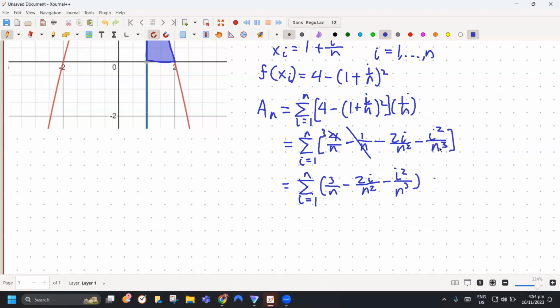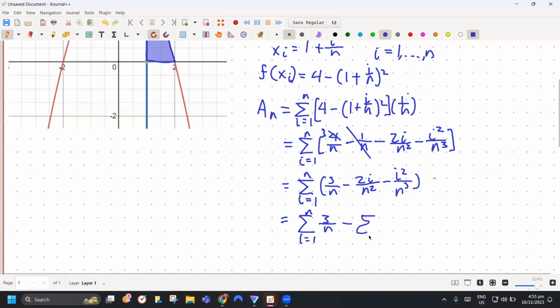So equals sum from i equals 1 to n of 3 over n, separate ko na lang. And then minus sum of 2i over n square, and then minus sum of i square over n cube.